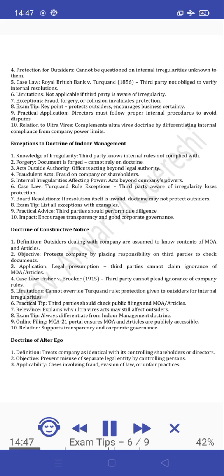5. Limitations. Cannot override the Turquand rule. Protection is given to outsiders for internal irregularities. 6. Practical tip. Third parties should check public filings of the MOA and articles. 7. Relevance. Explains why ultra vires acts may still affect outsiders.